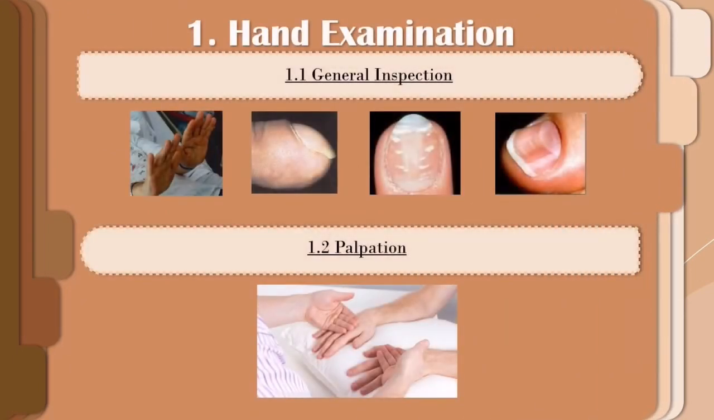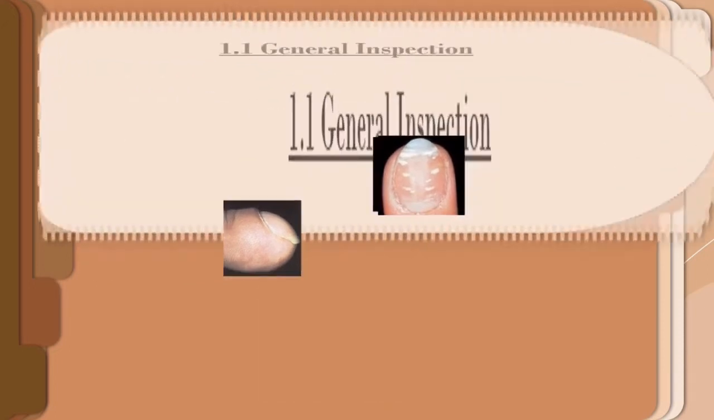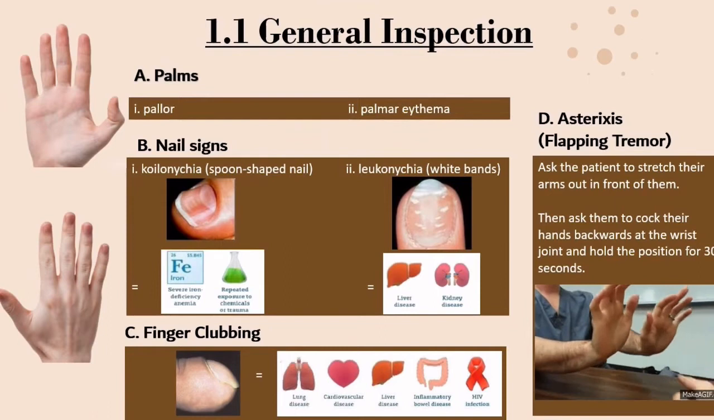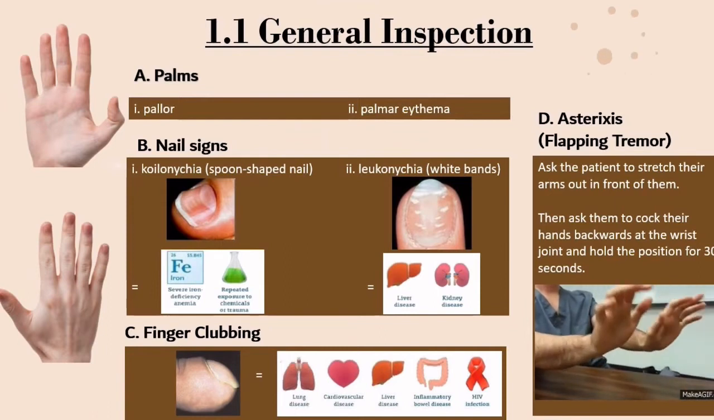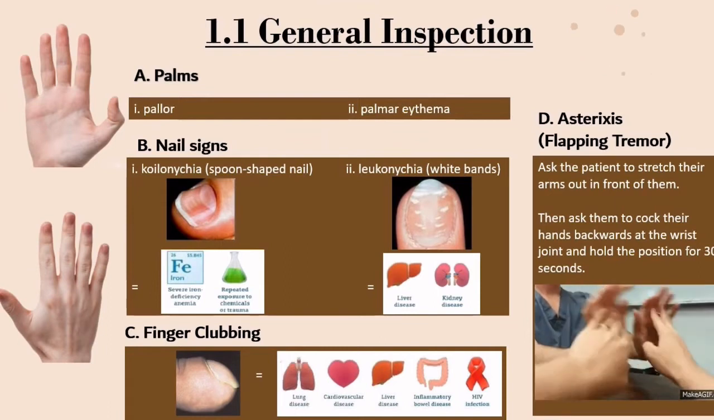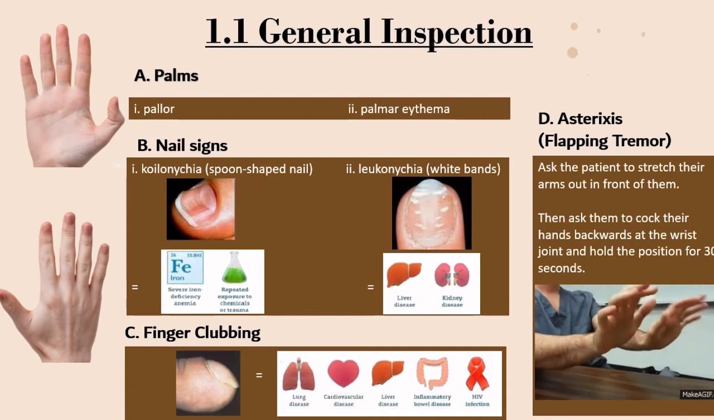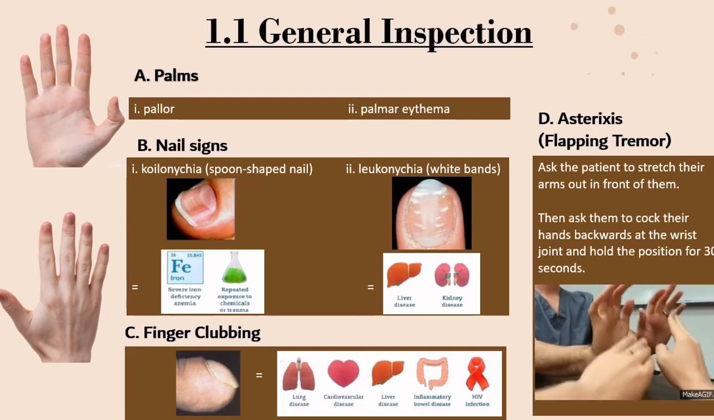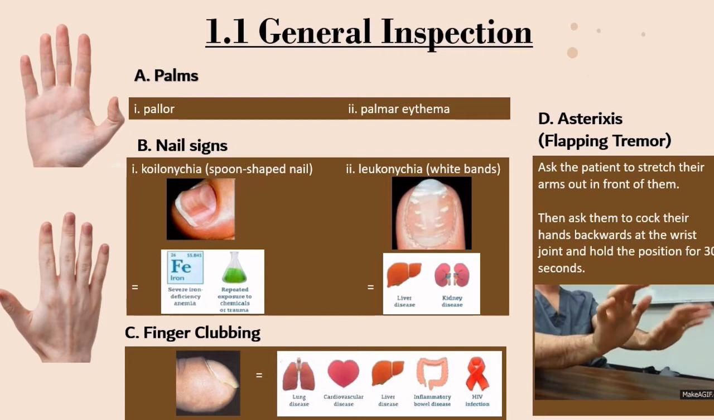Afterwards, we can start the examination involving the upper limb. The hands provide lots of clinically relevant information, but generally you should inspect the palms for signs of pallor, which suggests underlying anemia, and palmar erythema that can be associated with chronic liver disease. On the dorsal aspect of the hand, inspect the nails for koilonychia, which is also known as spoon-shaped nails, as well as leukonychia, which is the whitening of the nail bed. Then, assess for finger clubbing that is known to be associated with several underlying disease processes.